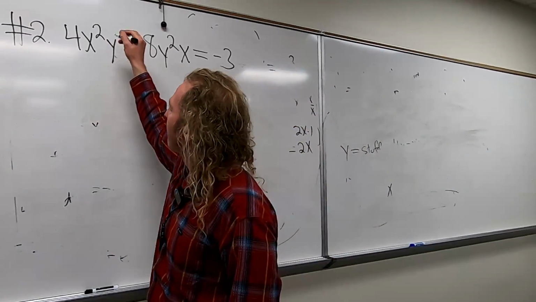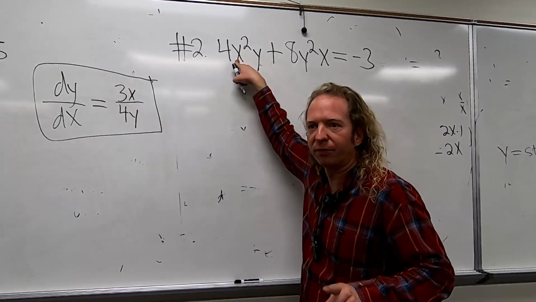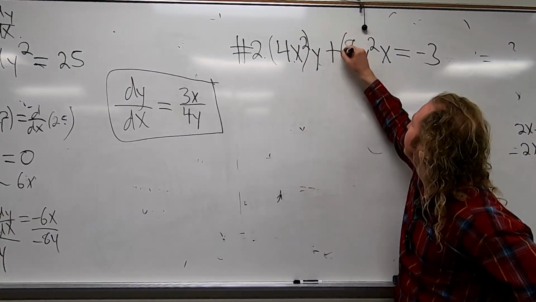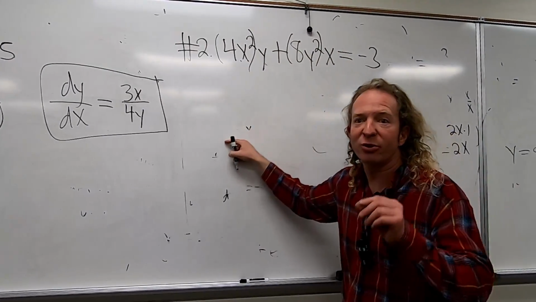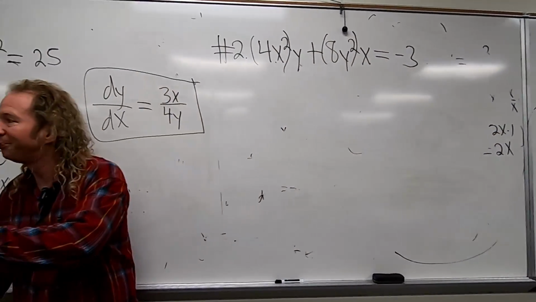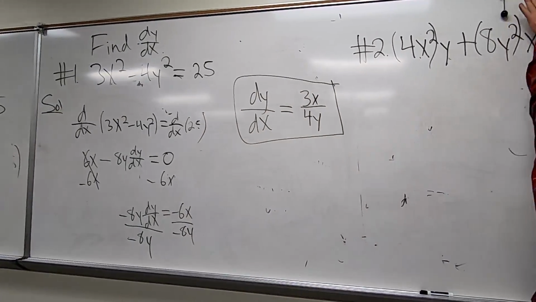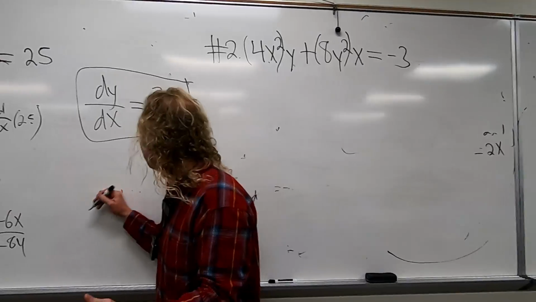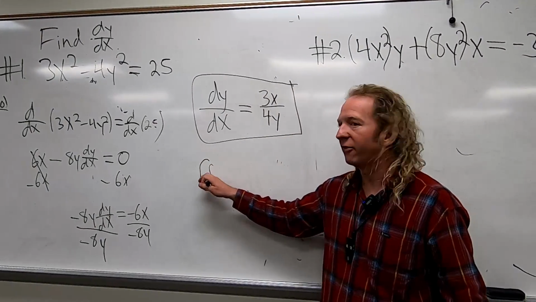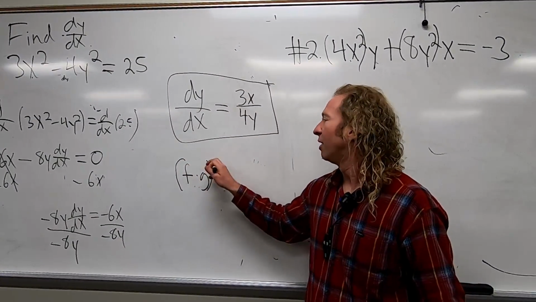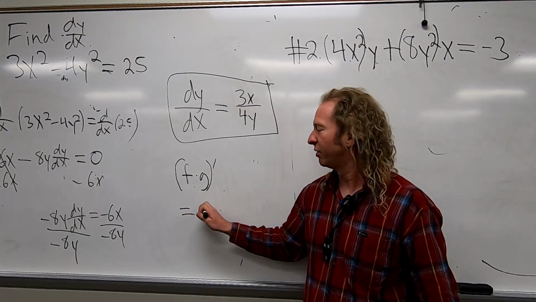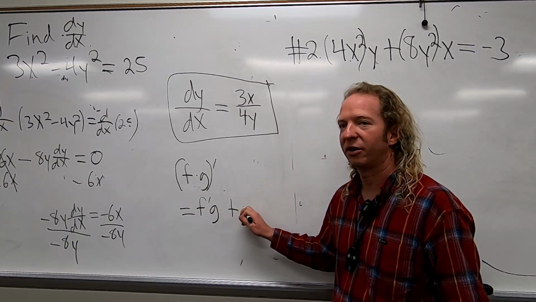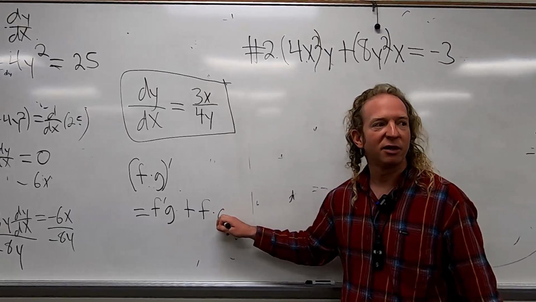So here we have a product. So we have to use the product rule, right? You can think of this as the first, and this is the second. This is the first, and this is the second. So we have to use the product rule twice on this problem. I'm going to write the product rule on the board because maybe you don't remember. The product rule says if you have f times g, it's the derivative of the first times the second plus the first times the derivative of the second.